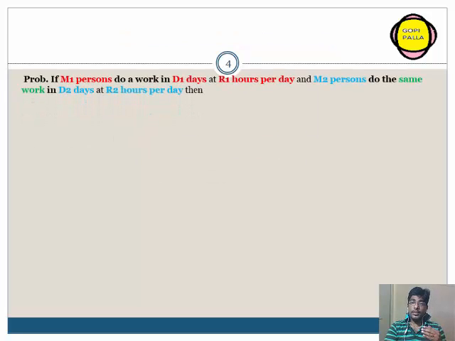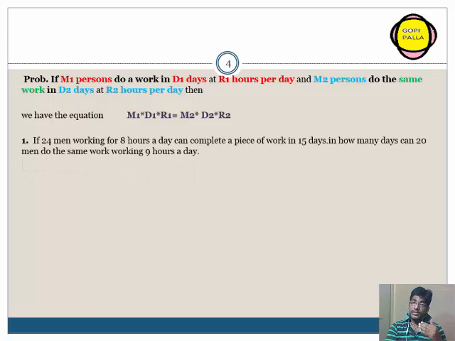This problem can also be solved using a simple formula, because this is direct proportion. If M1 persons do a work in D1 days at R1 hours per day, and M2 persons do the same work in D2 days at R2 hours per day, then because the work is the same, the equation is M1 D1 into R1 equals M2 D2 into R2. If you substitute the values here, we can easily solve it within a single step.